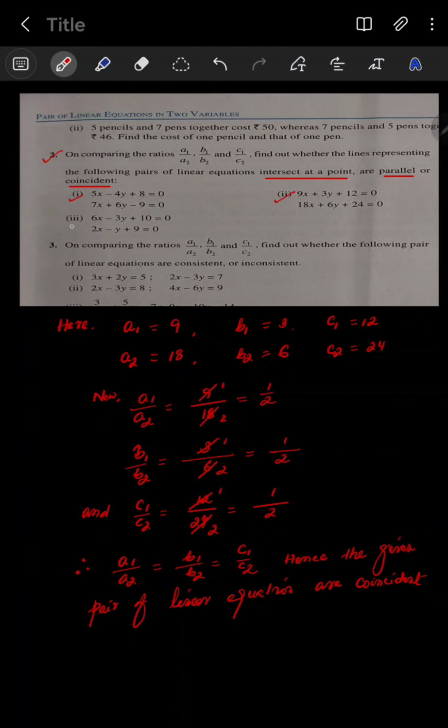Now question number 3, sub number 3: you have to simplify it by yourself, and comment the answer in the comment section, whether it is intersecting at a point, or parallel, or coincident lines.